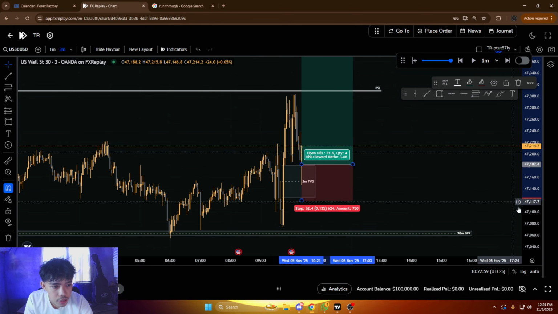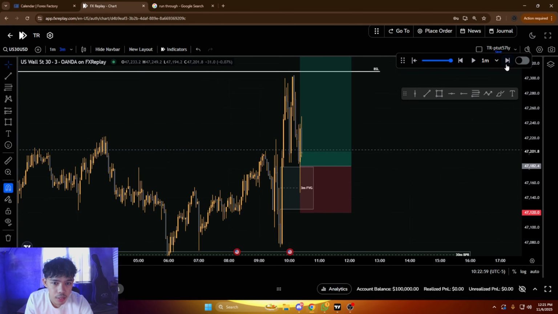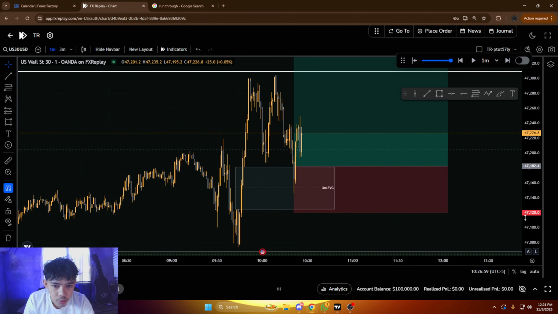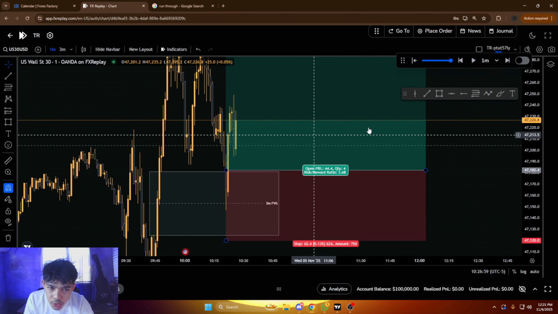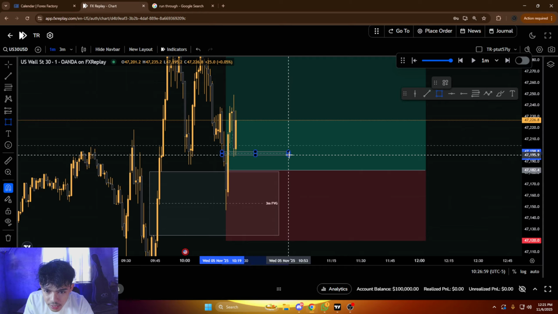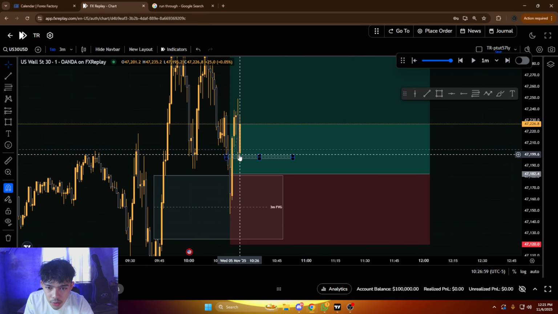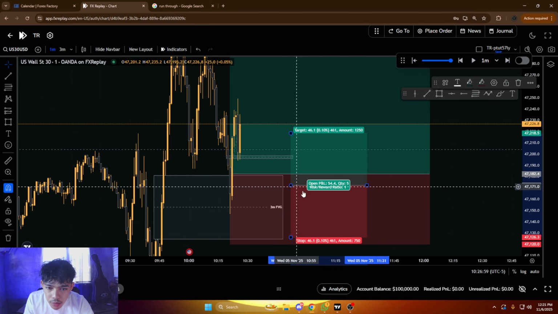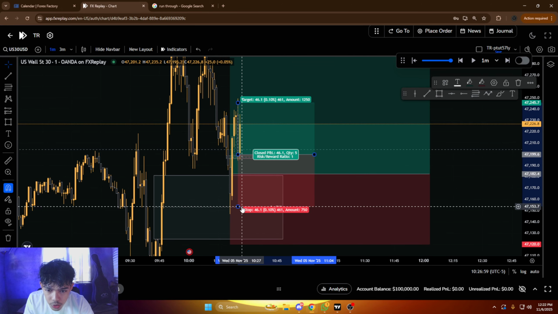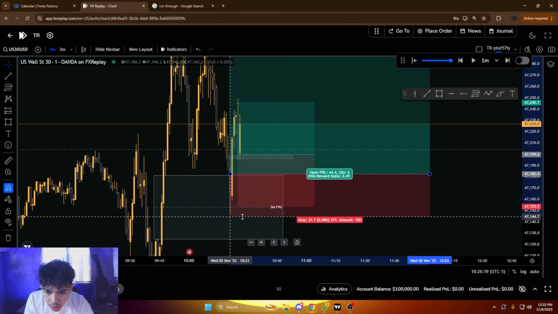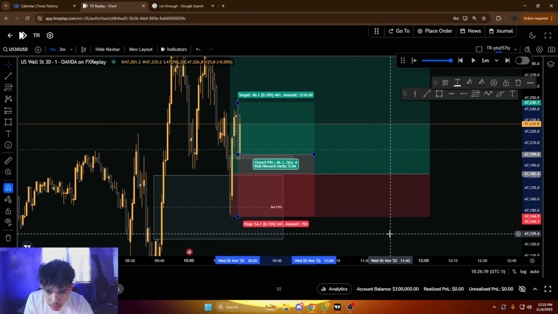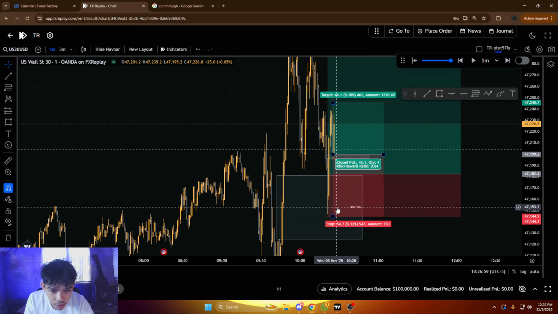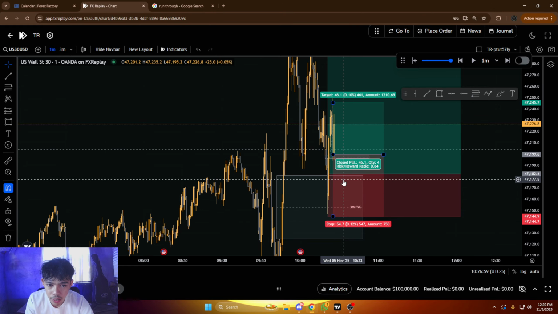I was thinking, okay, tataas na ata to ah. Tataas na to. Okay. Went to 1 minute chart. As you can see, may na-form ulit na BPR dito. So, I added. I actually added kasi I was thinking parang A plus setup talaga. So, nag-add ako dito. Which means, i-move ko na yung stop loss ng first setup dito. And then, this.